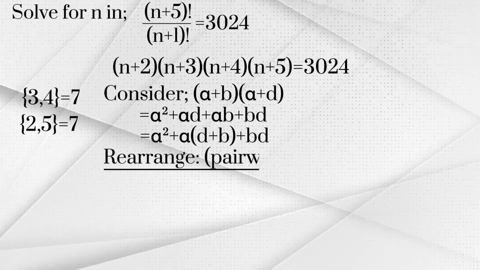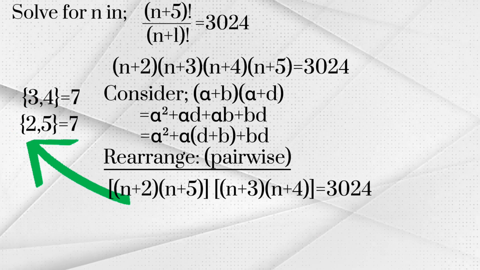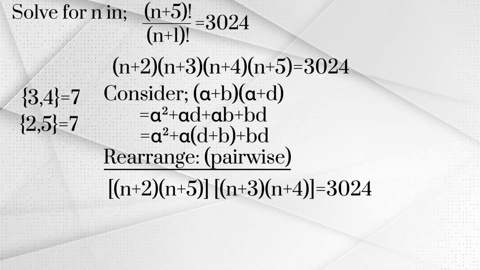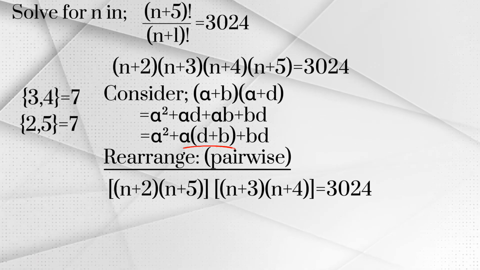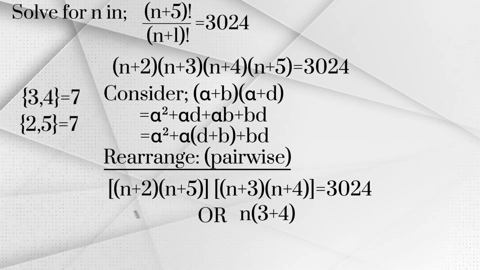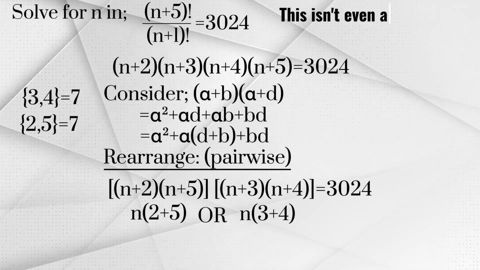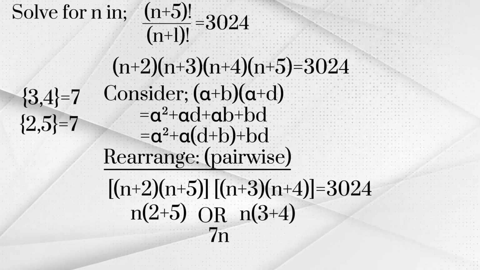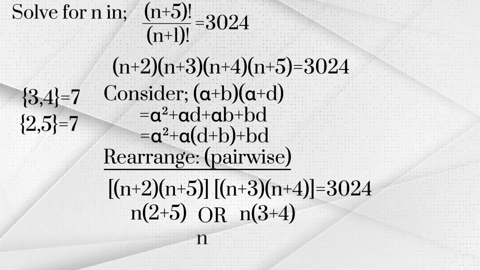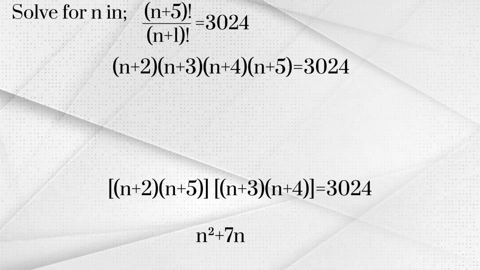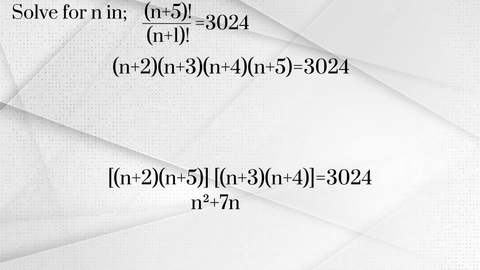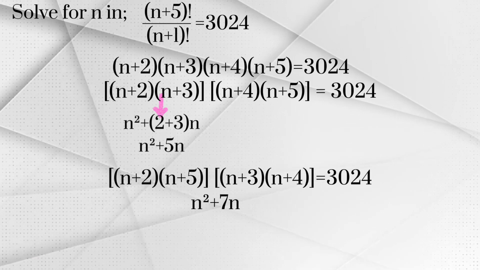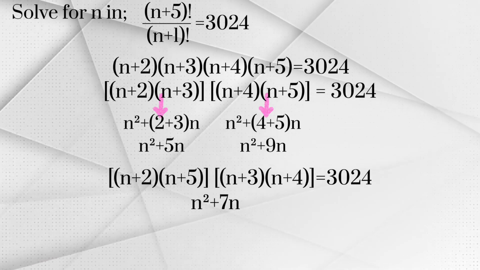Then we apply that here. Here we have (n+2)(n+5) or (n+3)(n+4). We know somewhere, somehow, we will have a(d+b), which in this case would be n(3+4) or n(2+5), basically 7n. The expansion always starts with an n squared, so basically the common terms from these two expanded brackets will be n squared plus 7n. But then comes the difference when I just use (n+2)(n+3) or (n+4)(n+5). Then we'd have something like n squared plus 5n, then n squared plus 9n.